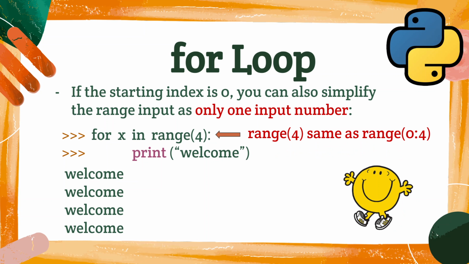If the starting index is 0, you can also simplify the range input to 1 parameter. That means you do not need to input how many times you want to loop. In this case, you just input 4 and it will loop 4 times.